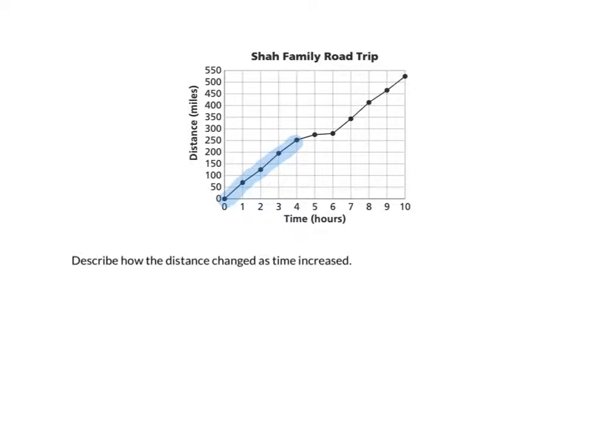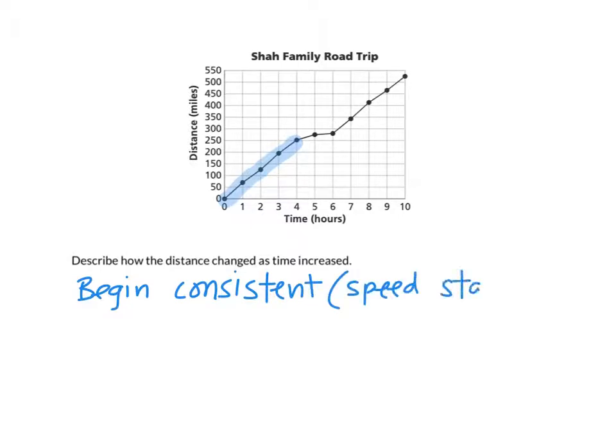So we would say that they begin consistent, which means their speed stays the same. Okay, so they begin consistent. So now let's take a look right here at what's going on. So right here, they're kind of slowing down because the dots they're going up. And at one point it looks like they even stop.